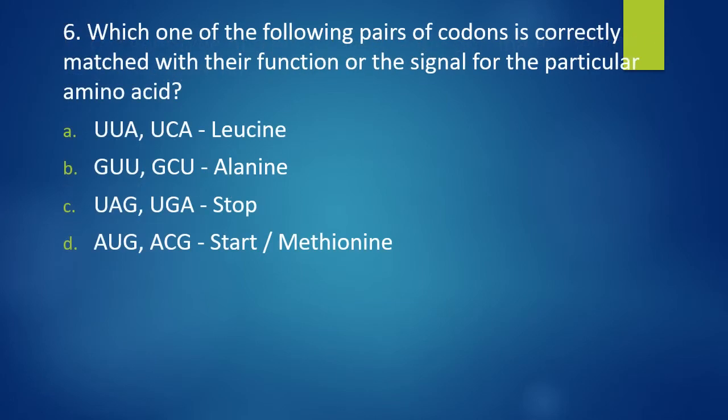Question number 6. Which one of the following pair of codons is correctly matched with their function or the signal for the particular amino acid? UUA, UCA both code for leucine. GUU, GCU code for alanine. UAG, UGA are stop codons, or AUG, ACG, they are start or methionine codons. So the correct answer is option C, UAG, UGA. These are stop codons. There are a total of 3 stop codons and you need to know what are their genetic codes.